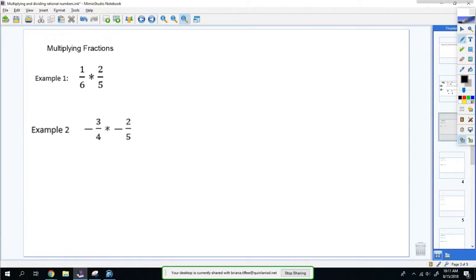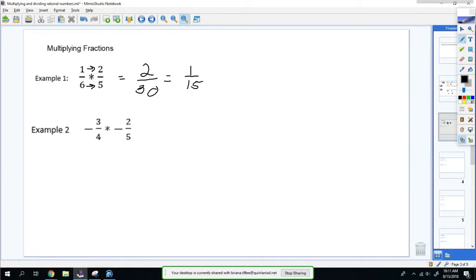So now we're going to multiply fractions. When you multiply fractions, you go top to top and then bottom to bottom. You multiply straight across. So when you multiply straight across, the first one you're going to do is 1 times 2, which is 2, and 6 times 5, which is 30. But this can be reduced. If you can reduce a fraction, you need to reduce the fraction. So the real answer is 1/15.